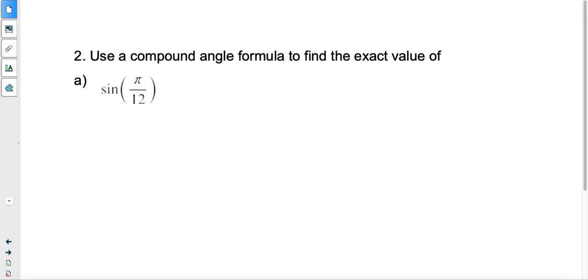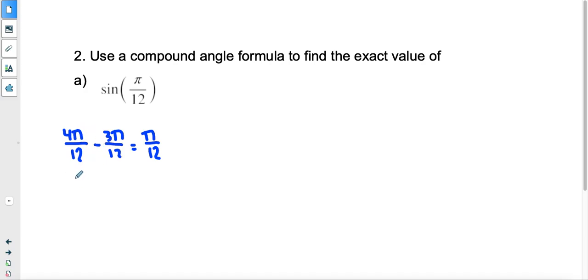So the idea, again, here is we want to figure out what two angles add or subtract to give me pi over 12. Right, and if we can find two angles that work nicely, then we can use a compound angle formula to figure out what sine of pi over 12 is. Okay, well, pi over 12. Well, I know, for example, 4 pi over 12 minus 3 pi over 12 is equal to pi over 12.